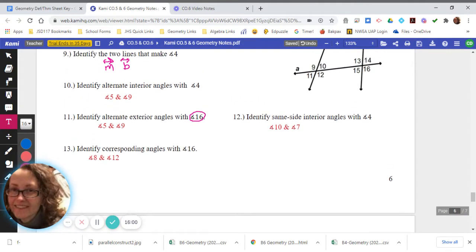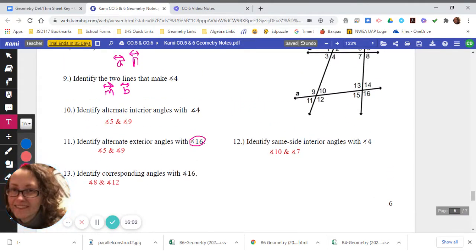So here we get, for number 12, the same side interior angles with 4 would be 7 and 10. And for corresponding angles with 16, that would be 8 and 12.